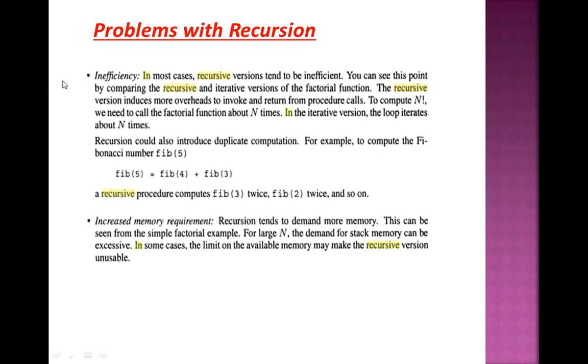This also introduces duplicate computation. For example, to compute Fibonacci 5, that is Fibonacci 4 plus Fibonacci 3, and Fibonacci 3 plus Fibonacci 2 twice, and so on. So the same function will be computed multiple times.